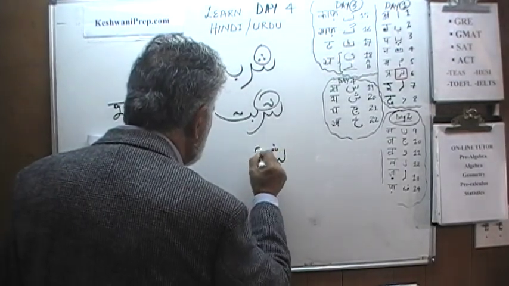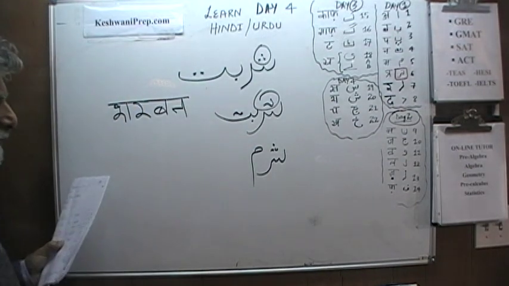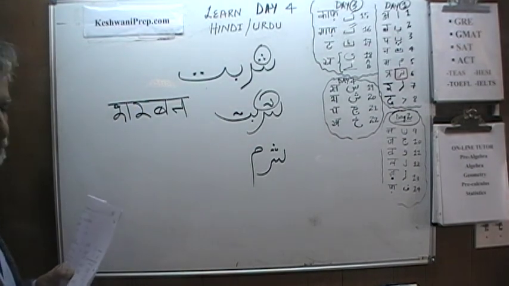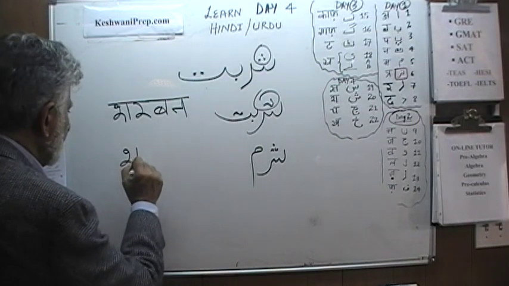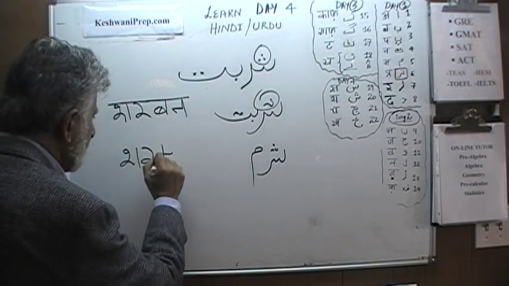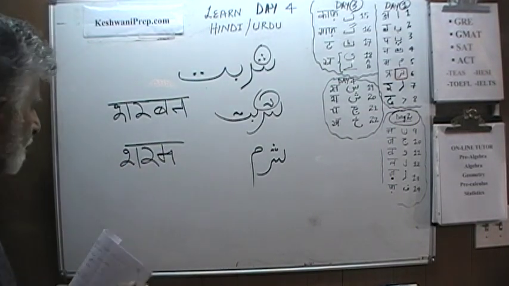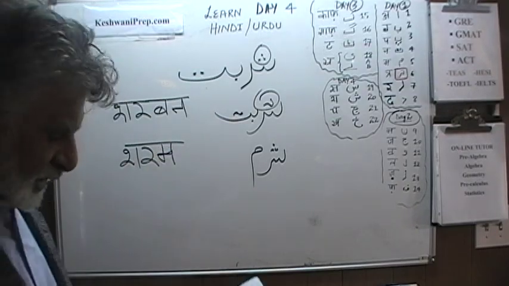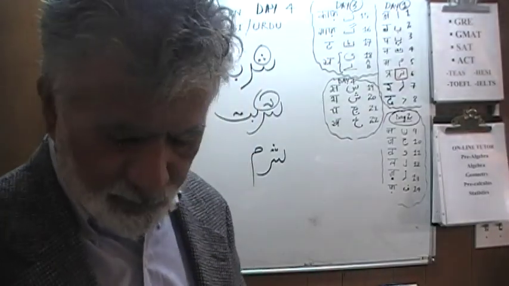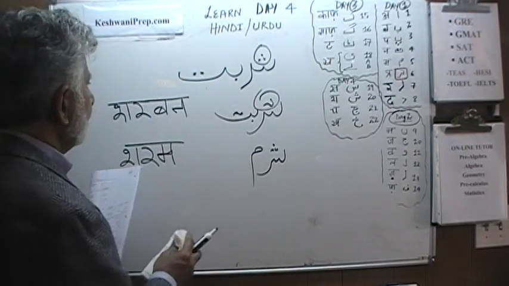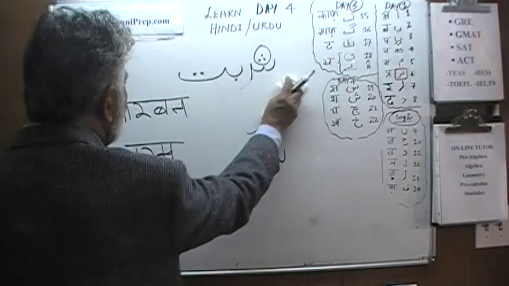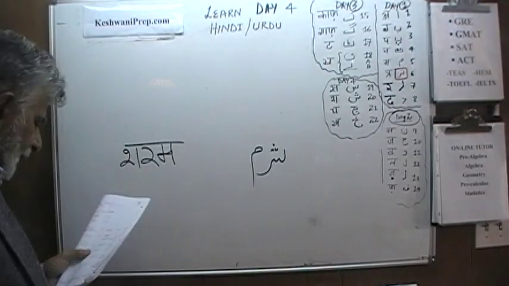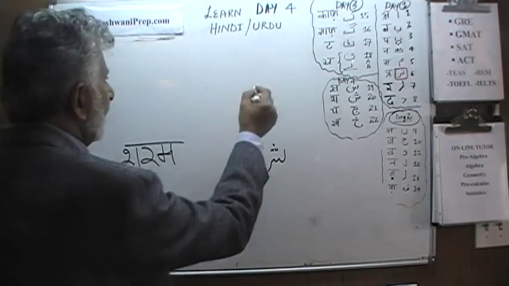Sure, ro, mo. Again, it has no matra, just three letters. Sharam. Sure, ro, mo. Sharam. Sharam is in shame. There's one more.